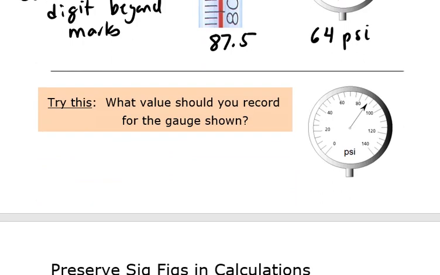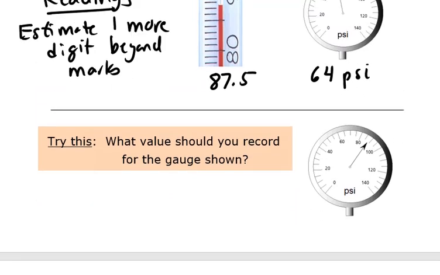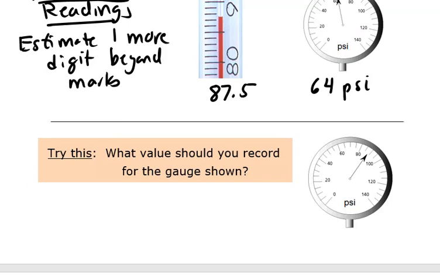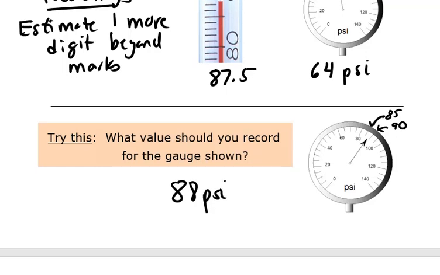Here's one to try for yourself. Look at the gauge and decide what value you should record for that. What you should see is that this mark is 85, and the next mark is 90, and the needle is between those two. You can estimate what it is. I would say it's about 88. And that's the value you should record.